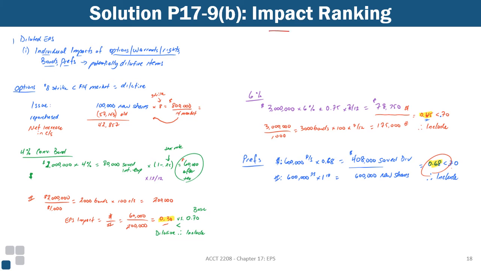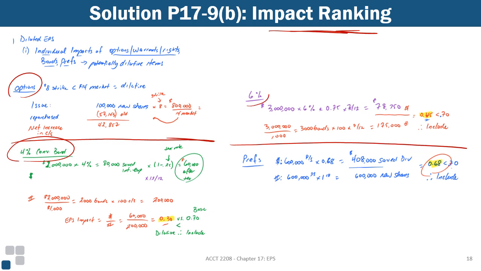Now our next step is to go through and do the ranking of these items to help us calculate diluted EPS in the correct order. So we have options, we have 4% convertible bonds, we have 6% convertible bonds, and preferred shares. What I said earlier on is that options, warrants, and rights are always ranked number 1. So this is number 1, which leaves me the 4% bonds, the 6% bonds, and the preferred shares.